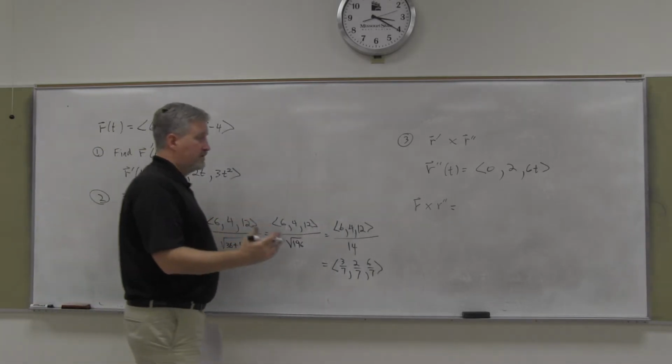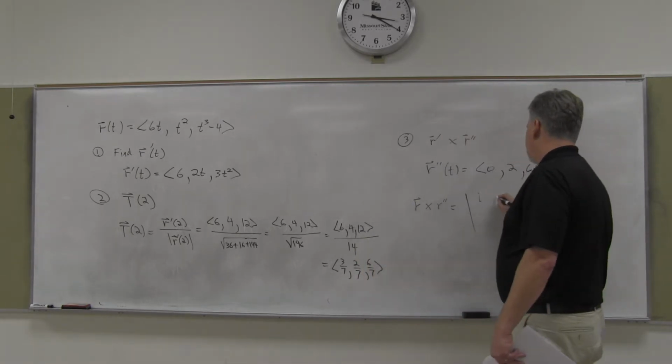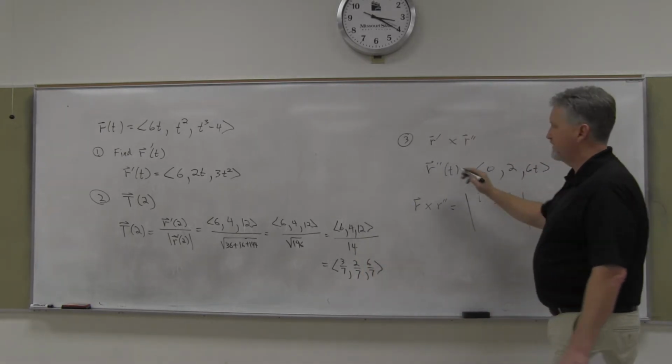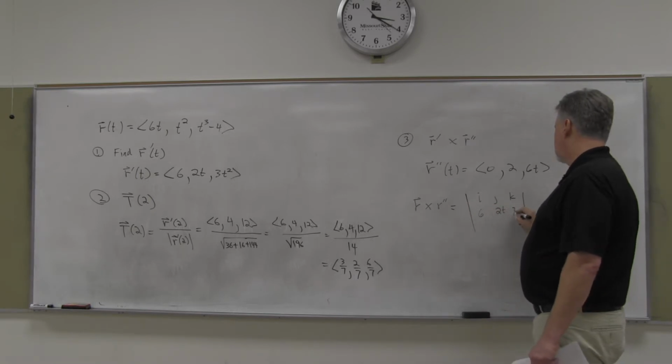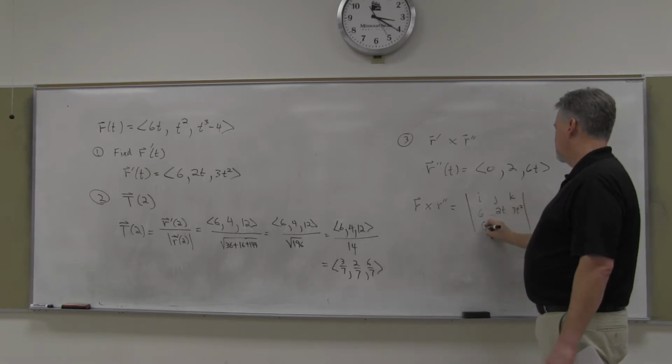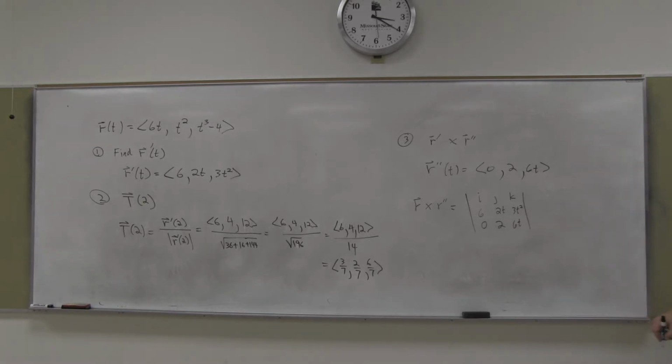One way of doing that is to line up this determinant with i, j, k on top, and then R prime: 6, 2t, 3t squared, with 0, 2, and 6t. Do that as a determinant. I mean, there's a formula, but I don't remember it. So this is the way I remember it. All right, so what do we got there?